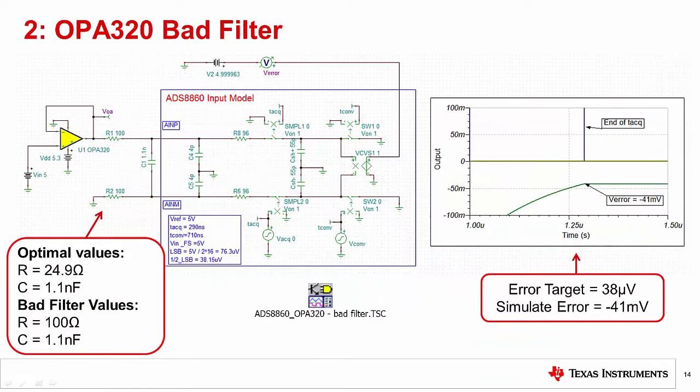In this experiment, we will intentionally choose wrong values for the RC charge bucket circuit to see how performance is affected. Here we use 100 ohm resistors rather than the 24.9 ohm resistor value determined during our TINA-SPICE optimization. You can see the simulation result shows that the settling error is -41 millivolts, which is more than 1,000 times larger than the error target of 38 microvolts. For reference, let's call this design OPA 320 bad filter. You can verify the simulated performance later using the included file.